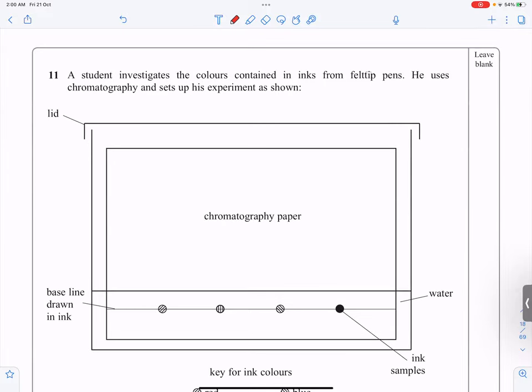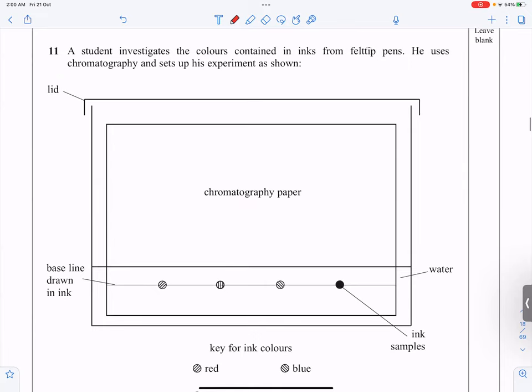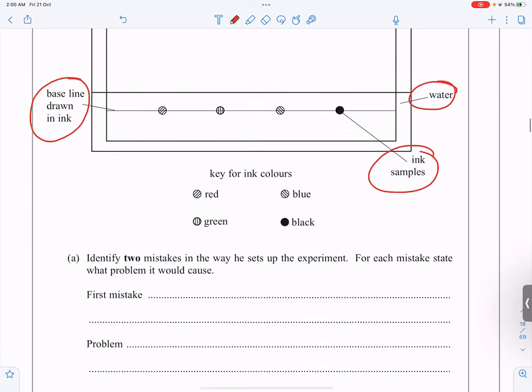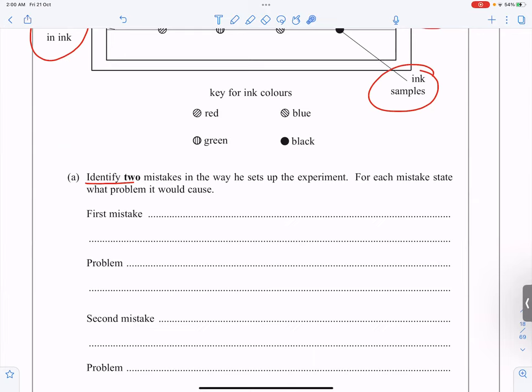Question 11. A student investigates the colors contained in inks from felt pens. He uses chromatography and sets up his experiment as shown. He draws a baseline in ink and puts the water level at the ink samples. The question asks to identify two mistakes in the way he sets up the experiment. For each mistake, state what problem it would cause.